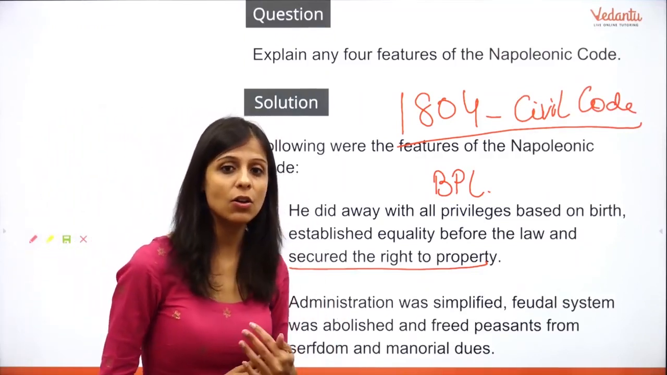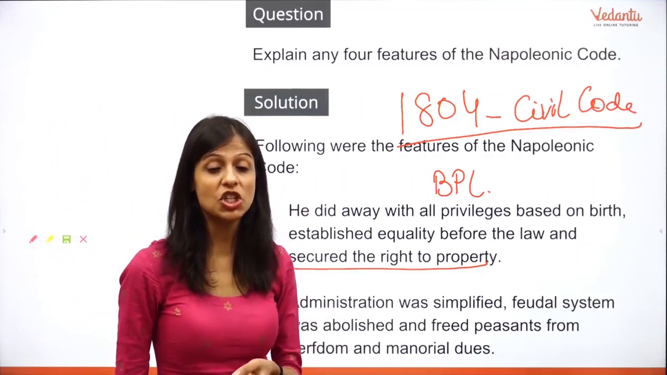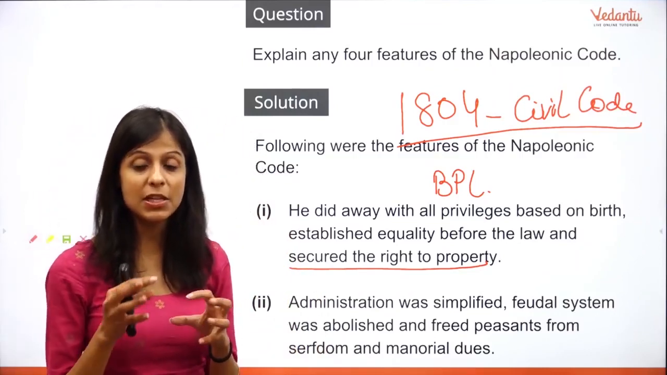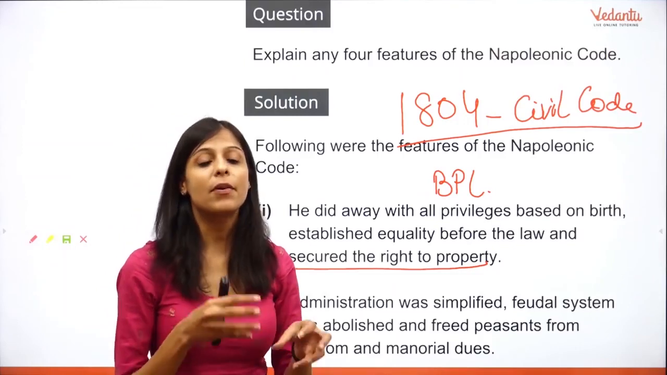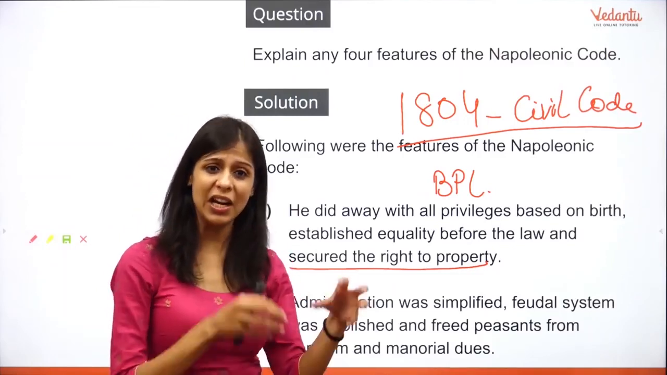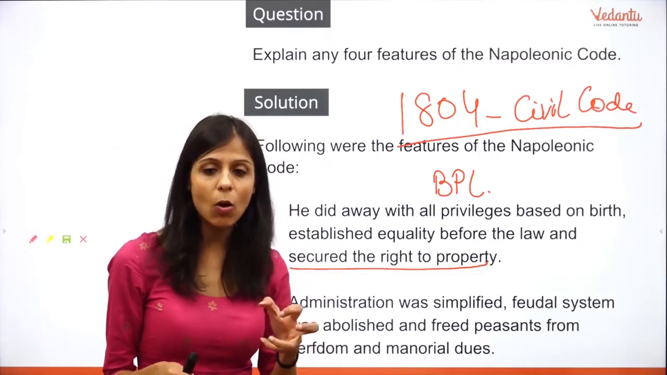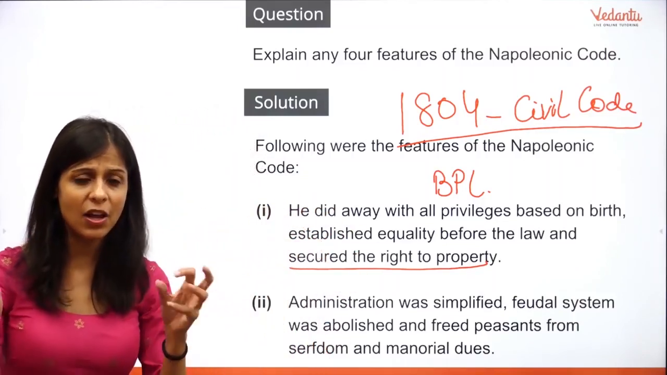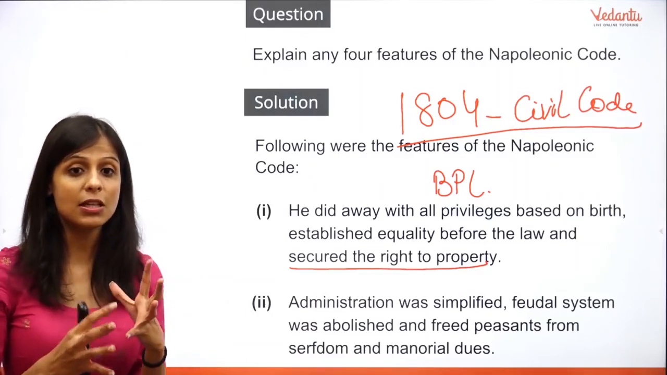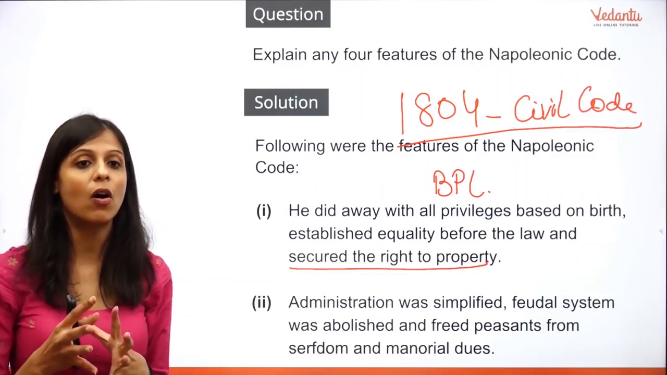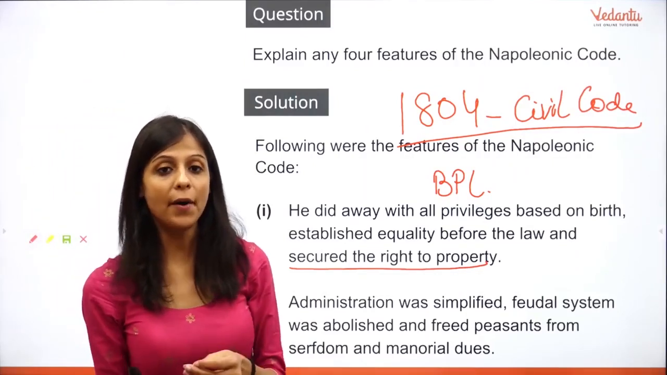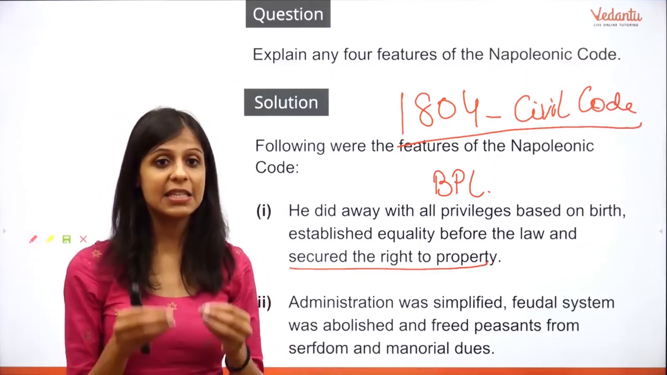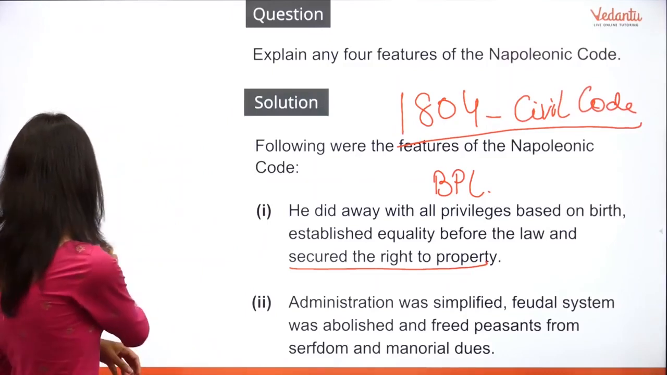Second pointer that you are going to talk about, he abolished the feudal system. Now when I talk about the feudal system, this basically means the privileges given to the people who were very near to the king or the nobles, and he freed the peasants from their serfdom, and secured the rights of the people who were not given their due credit or privileges. Yes, he did something for their upliftment.